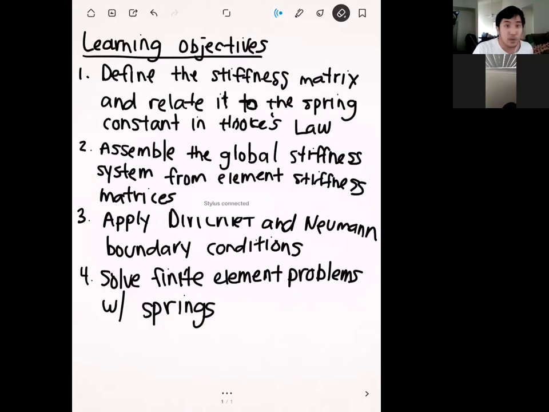Okay, so today we're going to be covering something new. We're going to be covering what's called the stiffness method. It's a way to implement the finite element method, and I think it's a nice way to illustrate the broader concept within finite element. So we'll see what that means when we dive into the lecture.